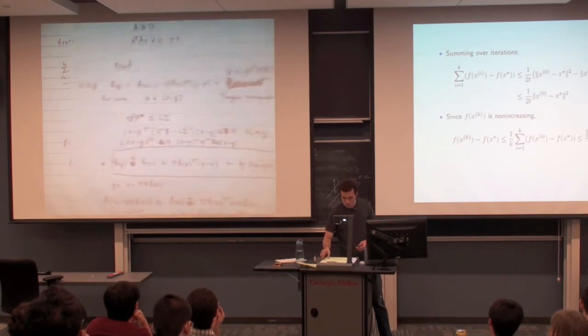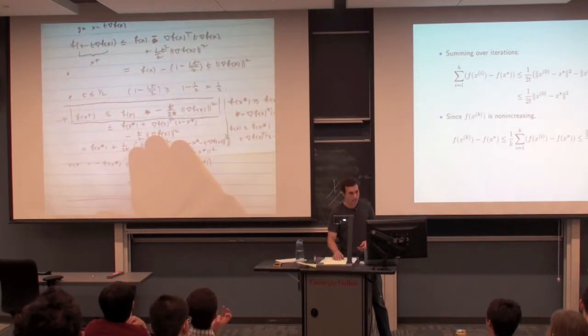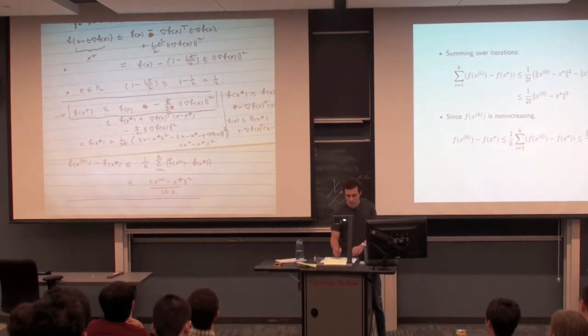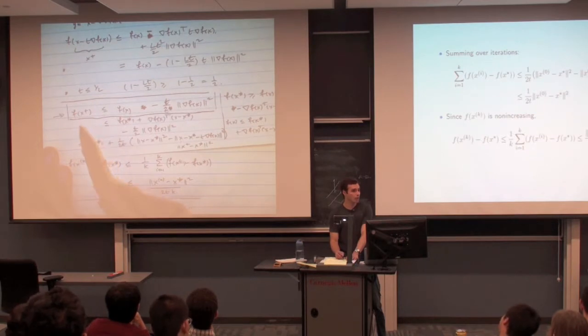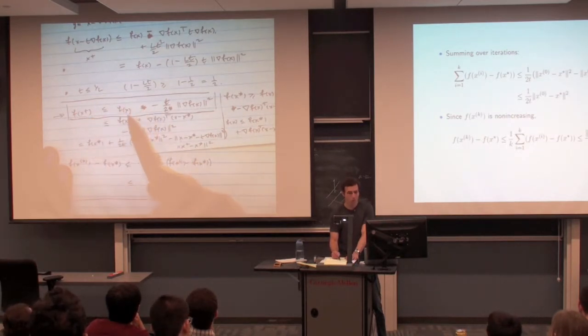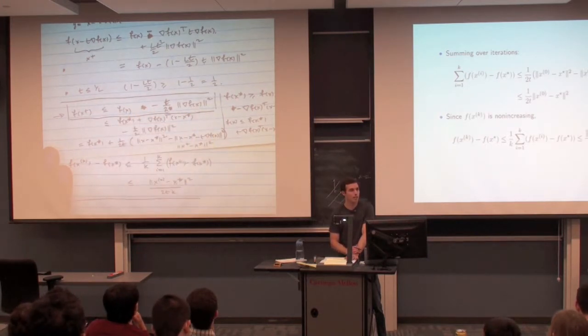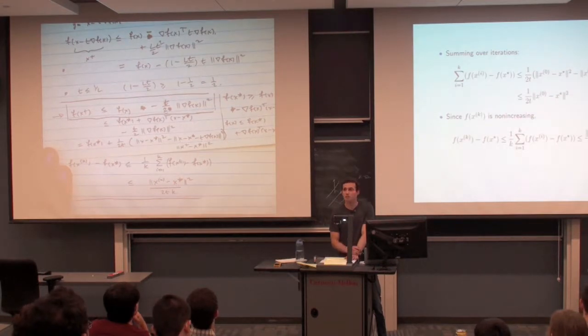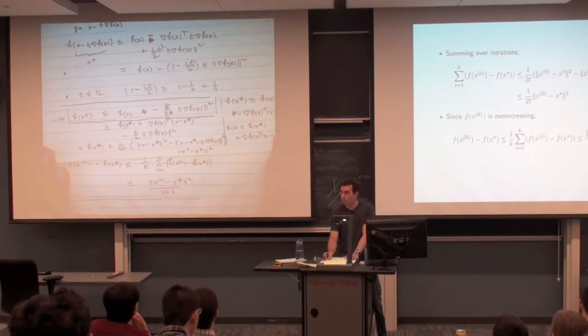It's exactly because of this condition here. So the question is, why is f of x non-increasing? It's because we proved that if we took the step size small enough, at x plus, which is the next iteration, it'll be at most f of x, which is the previous iteration, minus something non-negative. So it has to get smaller at every iteration. Other questions?